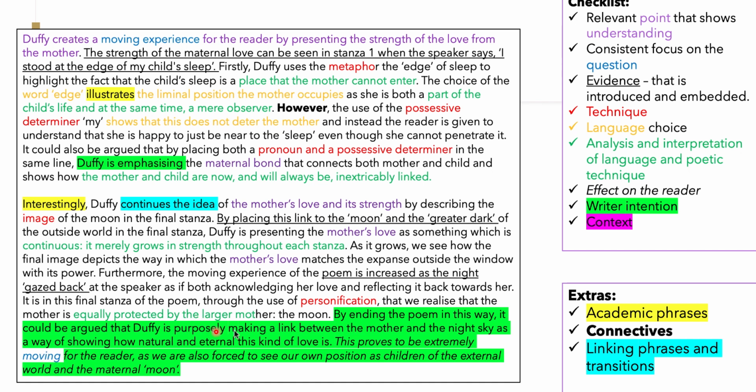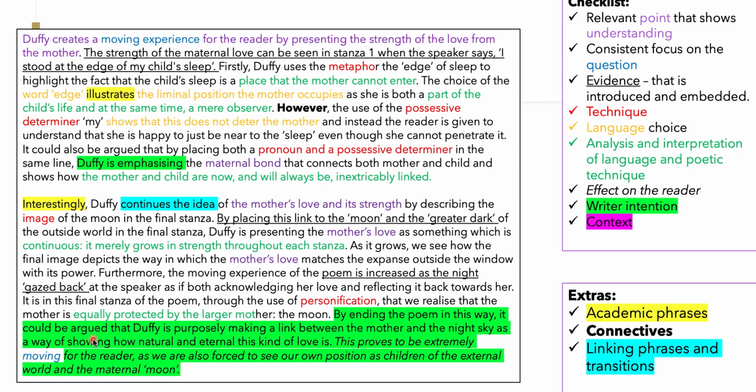Here it's in blue. By ending the poem in this way, it could be argued that Duffy is purposely making a link between the mother and the night sky as a way of showing how natural and eternal this kind of love is. This proves to be extremely moving for the reader, so we've also got effect on the reader here, as we are also forced to see our own position as children of the external world and the maternal moon.